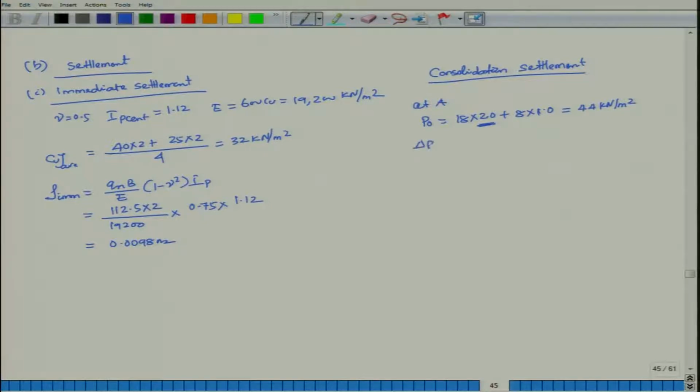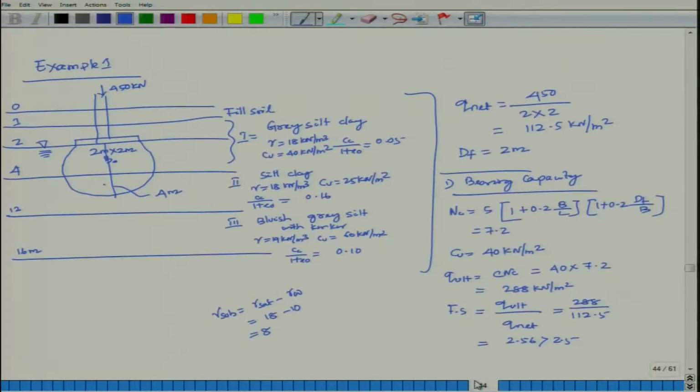Now, delta P, there are two ways. Either you can measure it by means of 2:1 distribution, or you can use the other method, because this is a square footing.